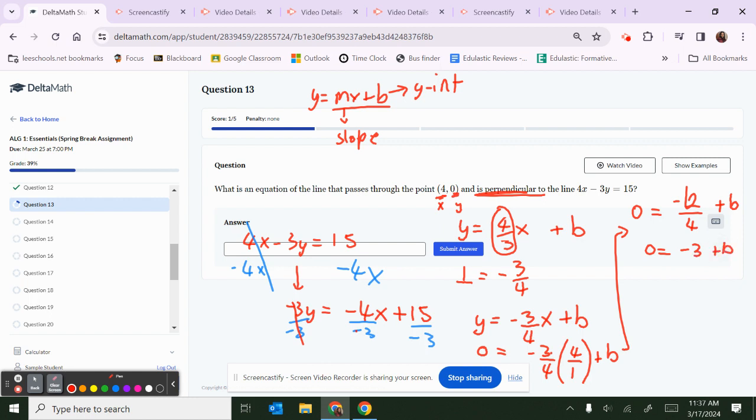So to find b, what would I need to do now, guys? I would need to add 3 to both sides. That would get canceled, and your b is equal to positive 3. So again, I would replace my b in this equation with positive 3. So my answer would be y equals negative 3 over 4x plus 3.